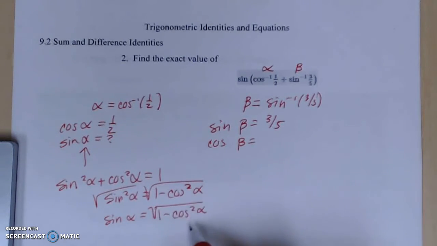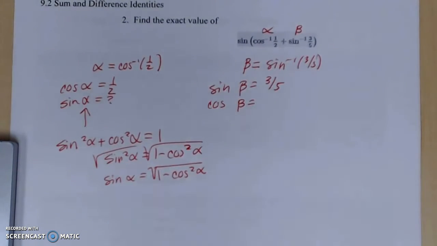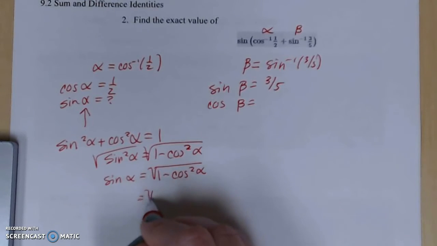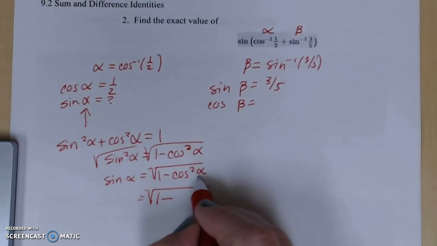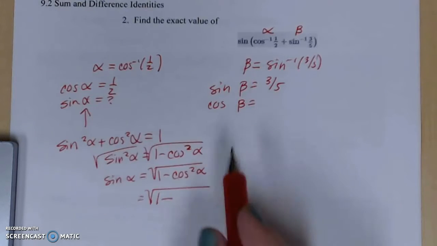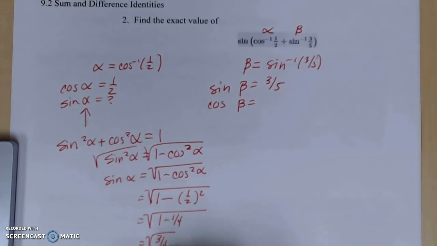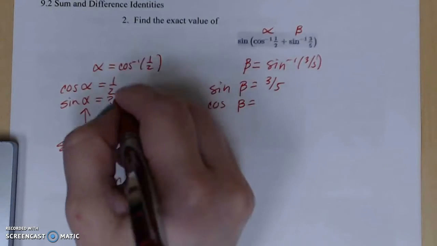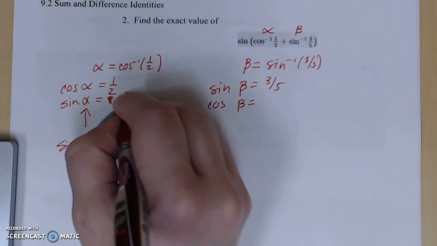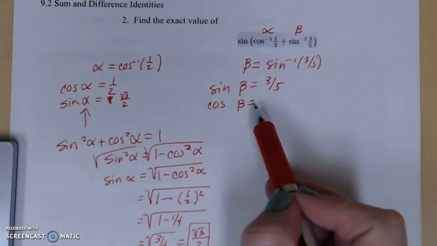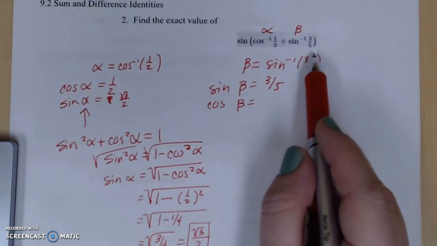And so I have enough information to solve this out, and so I'm going to say, okay, well, then that would be equal to 1 minus cosine squared alpha. So here's cosine alpha equal to 1/2. So I'm going to say 1/2 squared. So it would be 1 minus 1/4, which would be 3/4, which would be the square root of 3 over 2. So I could say that sine of alpha is square root of 3 over 2. Now if I can find this last piece here, I'll have enough information to execute this.